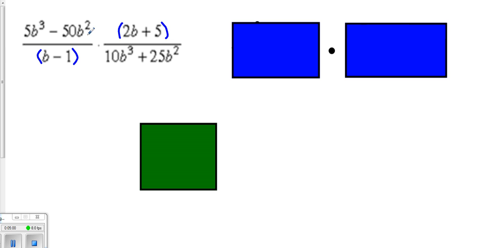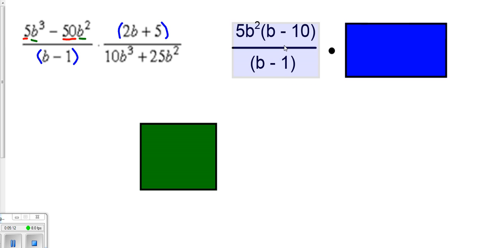But if we look at this numerator, we can take 5 out of each of these, and we can take b squared out of each of these. When we do that, our first rational expression is going to look like this. 5b squared came out, and we were left with b minus 10. So these are our factors then on top, all over just this one factor, b minus 1.